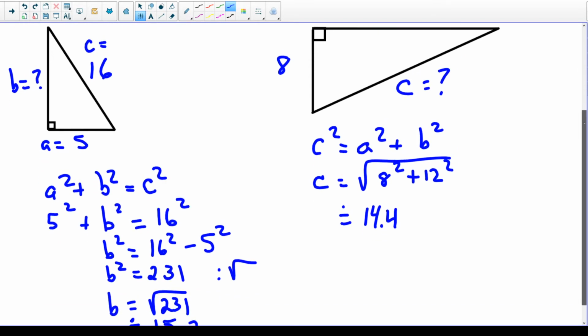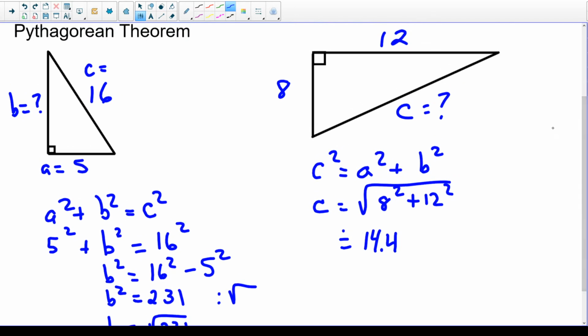Any questions about the Pythagorean theorem? Because I'm not planning on spending much more time than that on it.